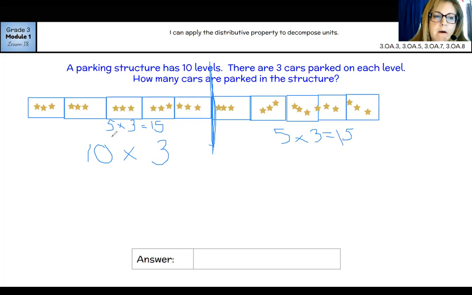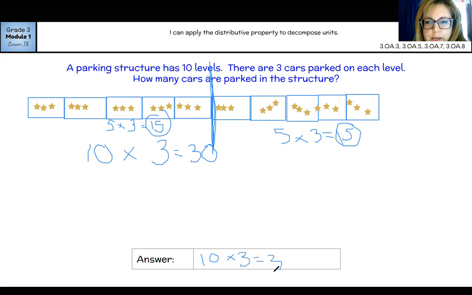So now I can say, oh, okay. So this 5 times 3 and this 5 times 3 makes it 15 plus 15. And I know that that is 30. So the answer to 10 times 3 must be 30. There's lots of ways to double check that. You can skip count by 3, 10 times, 3, 6, 9, and just keep going until you get to 10. So your answer here would be 10 times 3 equals 30.